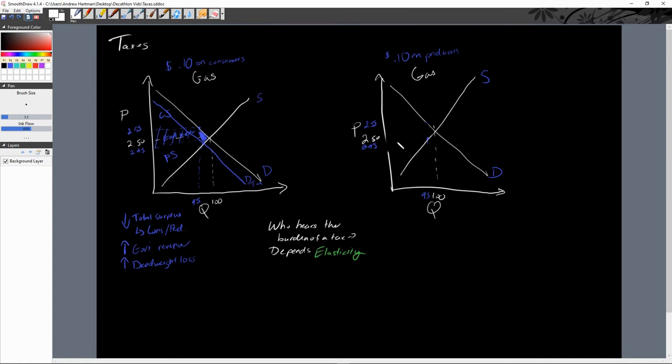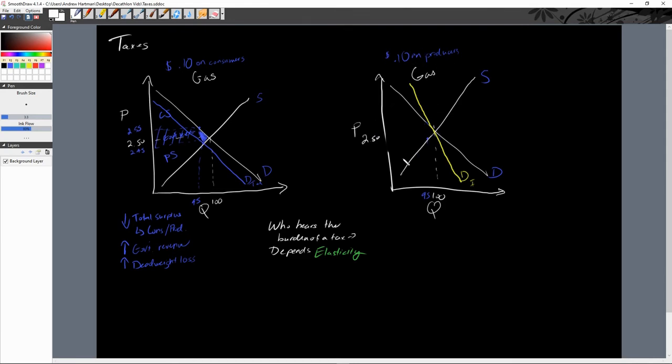So let's create an example here. Let's get a new curve out here. Let's say that we have a relatively inelastic demand. Okay, so let's look at how this is going to impact this market. Let me do some more erasing here real quick. Let me get rid of all this. Let's see, how do we want to do this? All right, so it's a 10-cent tax on producers still.